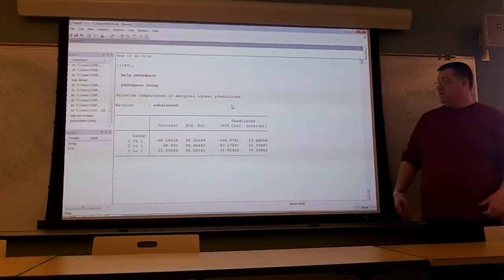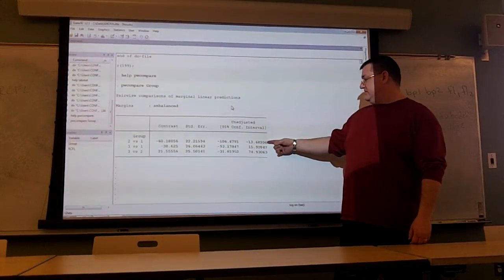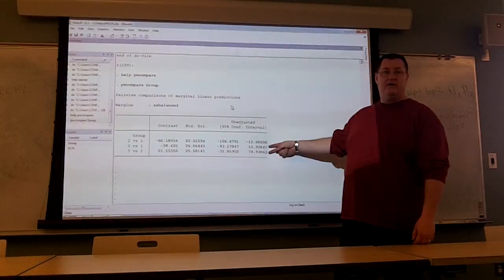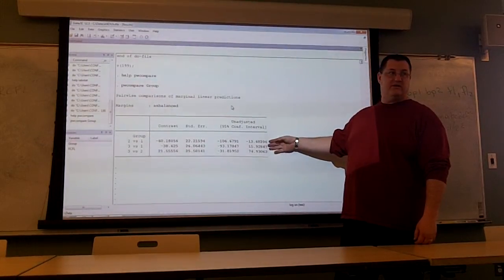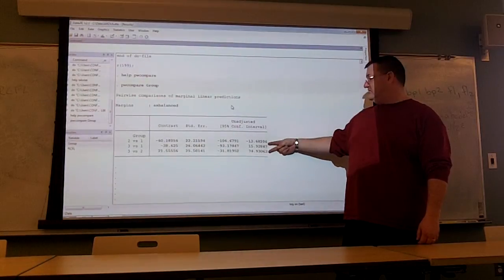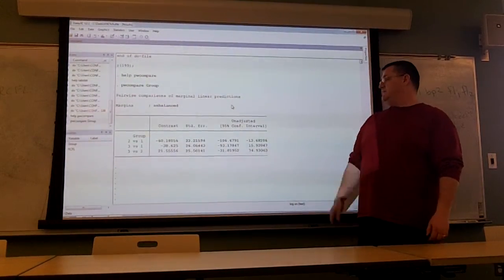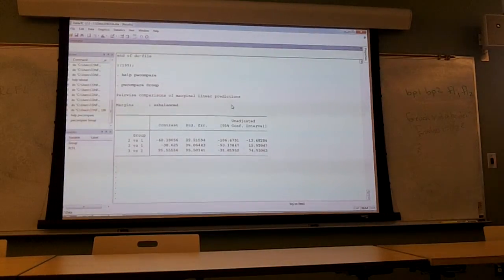So, one thing I could do is look at the confidence interval. This is statistically significant. These two are not. And how do I know that? Just by looking at the confidence interval. These two include zero as a plausible value, right? Okay.